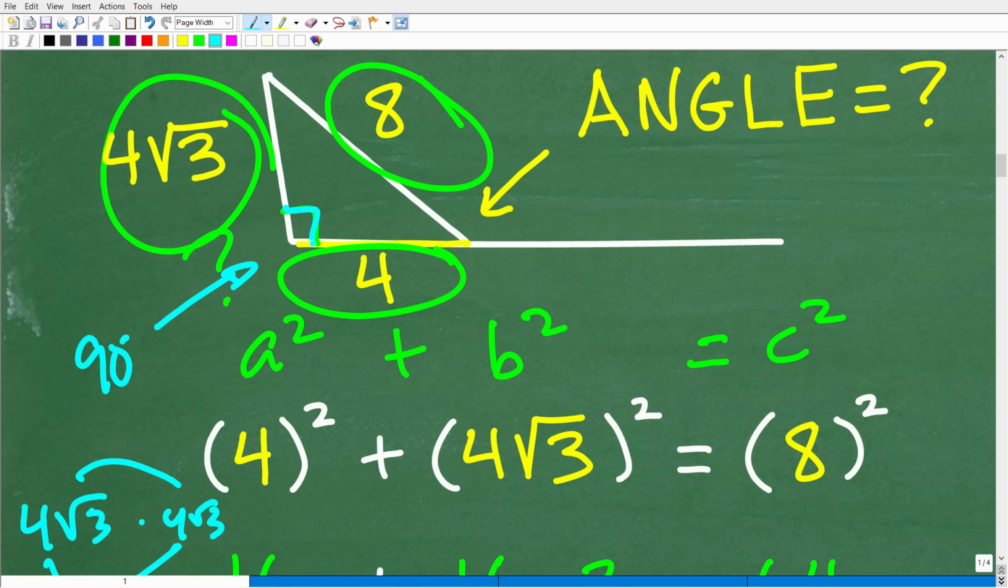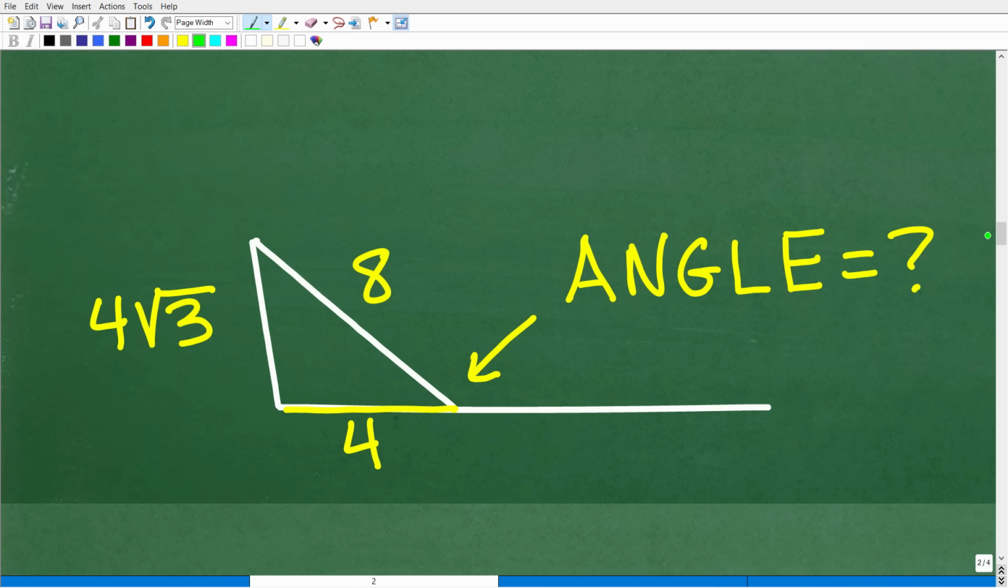However, if you know that this is not only a right triangle, but a special right triangle, now we know something about these angles, about 30 degrees, 60 degrees, and that's what we need to know in order to solve for this angle right here. All right, so now here is our situation.